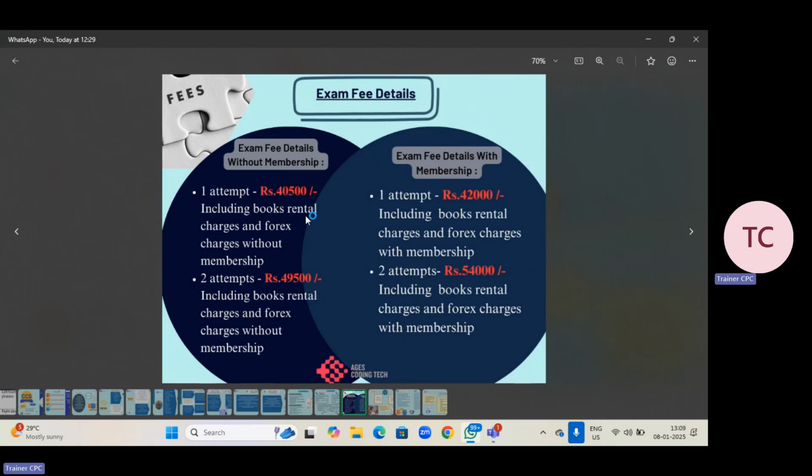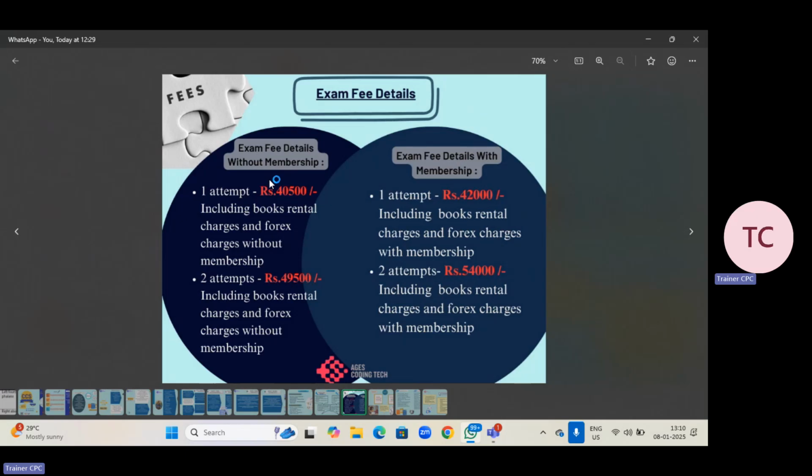And here you will have a doubt. Ma'am, you have provided two fees here. One is with membership, another one is without membership. Then what is the advantage of getting this membership? So the advantage of getting membership is that you can get some free CEUs.